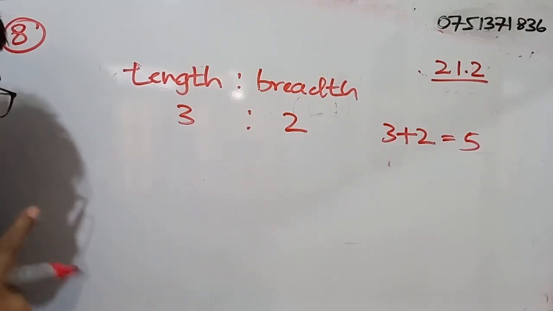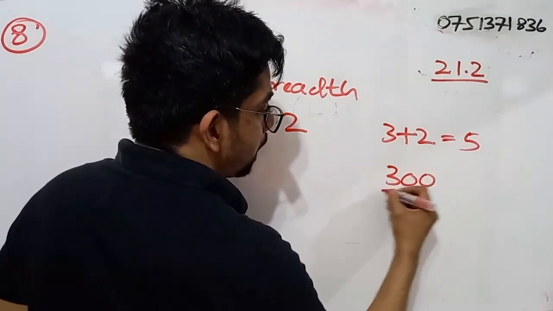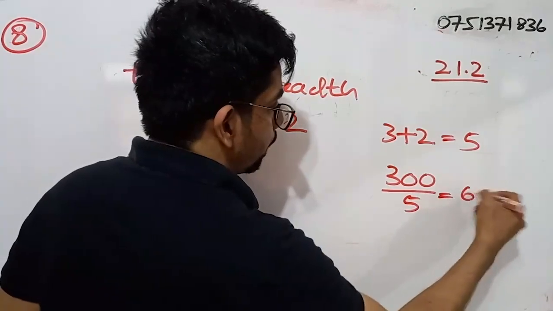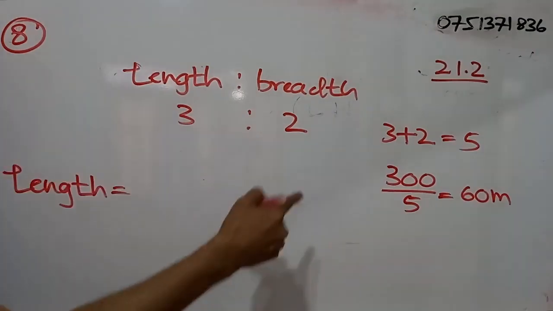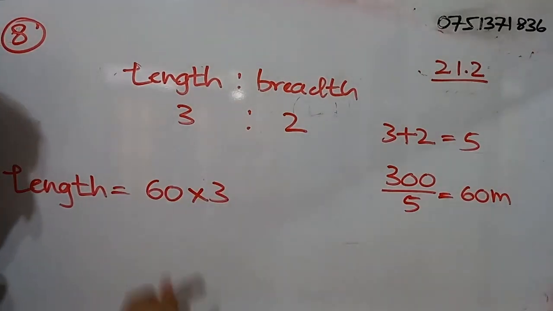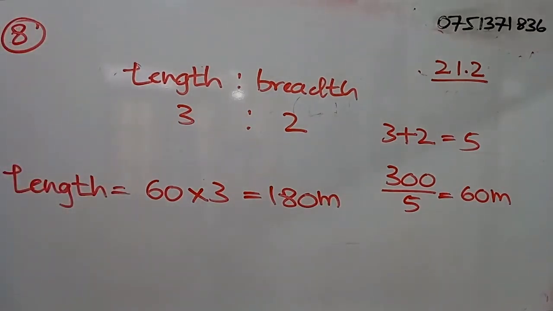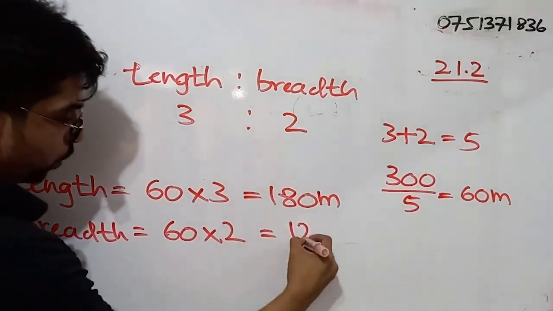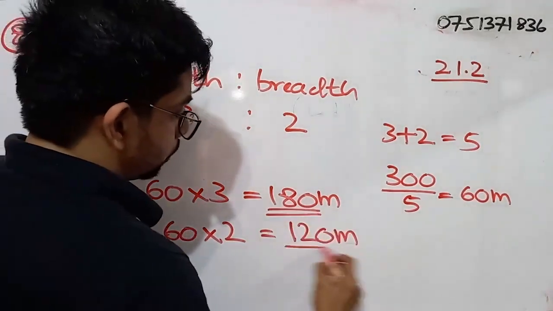So what is the value of one part? Not 600 divided by 5, but 300 divided by 5. So we will get 60. So these are meters. Then what will be the length? The value of one part, which is 60 meters, we have to multiply that by 3. 60 into 3, we get 180 meters. For the breadth, the value of one part is 60, and we multiply that by 2. So we get 120 meters. So these are the 2 answers.